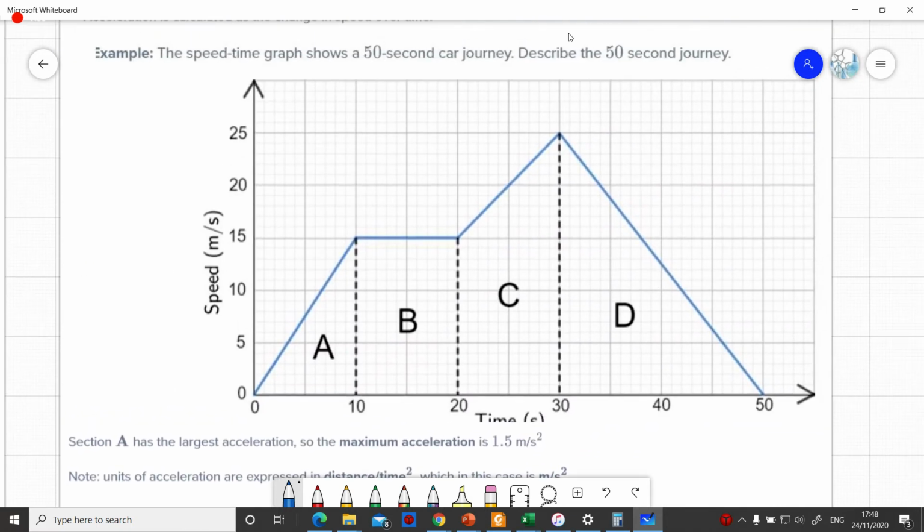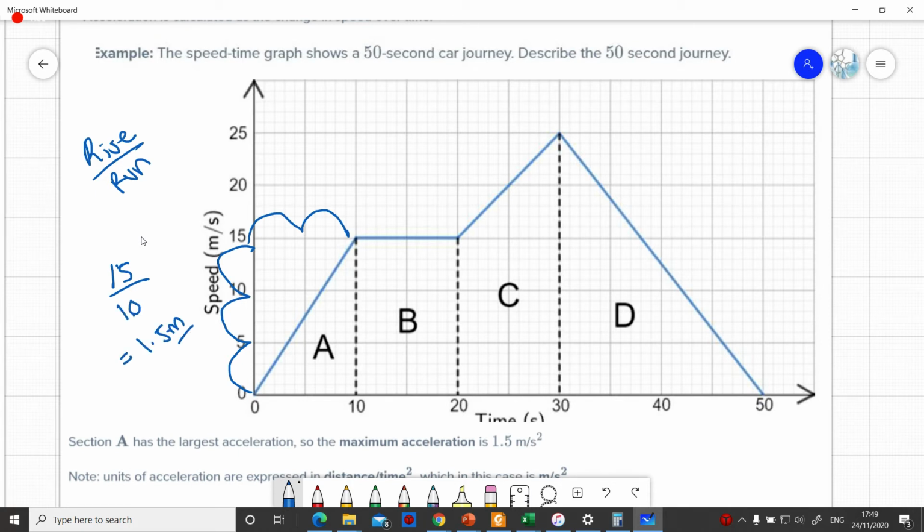Now it says, describe it, then find the acceleration. The acceleration in every part is the gradient. Remember this: rise divided by run. So what is rise over run? We go up 5, 10, 15, so our rise is 15. Our run is going to be 1 and 2, and each box counts for 5, so it will be 10. 15 divided by 10 gives me 1.5 meters per second squared.